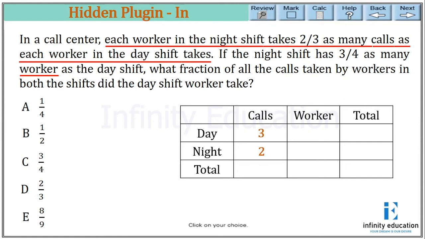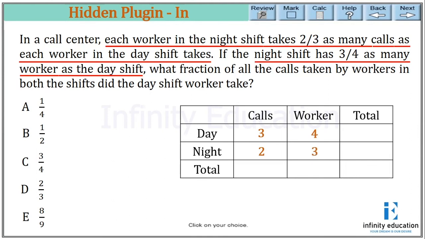Now they are saying the night shift has 3/4 as many workers as the day shift. So again I will plug in for the day shift to get the night shift. Similarly here I will plug in the number of day shift workers as a multiple of 4, because the night shift has 3/4 as many workers as the day shift. So it will be easier to calculate. If I take the day shift workers as 4, the night shift has 3/4 of 4, that is 3 workers.